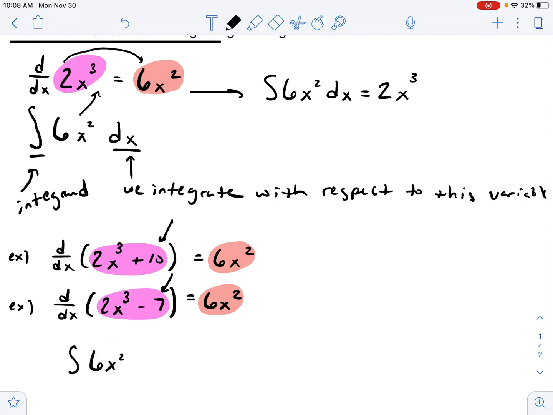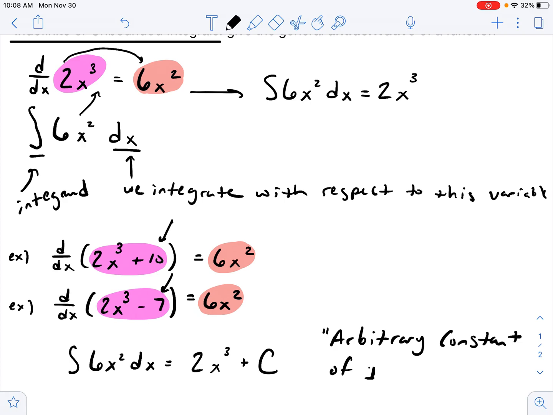So in reality, when I integrate 6x squared with respect to x, I am going to get back 2x to the third power, but we often will write plus c, where c is known as the arbitrary constant of integration. Okay, and all that represents is the fact that there could have been some constant hanging out there such that when I took the derivative, I got back 6x squared. Okay, so we have to get used to writing that plus c when we integrate.